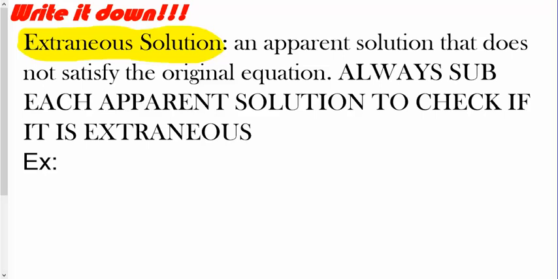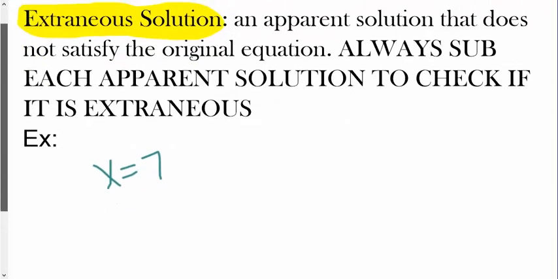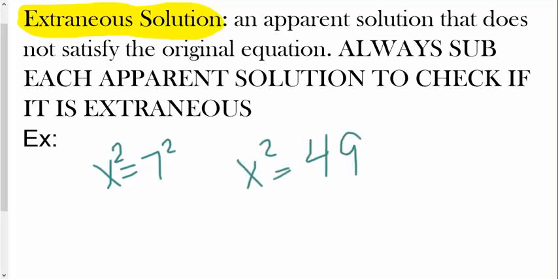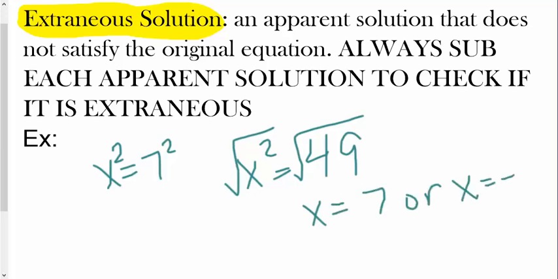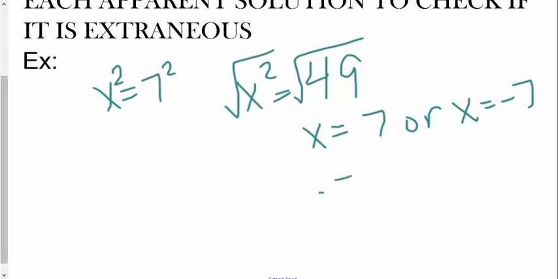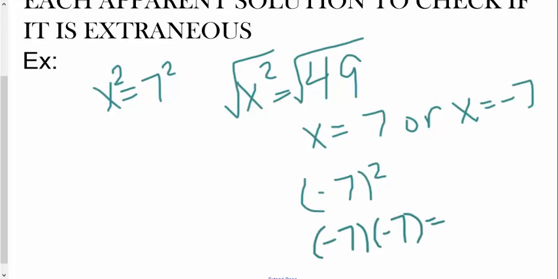If I were to start with something, let's say I started with x equals 7, and I were to square both sides, because whatever you do to one side, you have to do to the other. So now I have x squared equals 7 squared, or x squared equals 49. If I wanted to solve for x again, I'd have to take the square root of both sides, which would mean x could equal 7, or x could equal -7, because if I were to square -7, which would be the quantity -7 times -7, that would equal 49, or 7 squared equals 49.